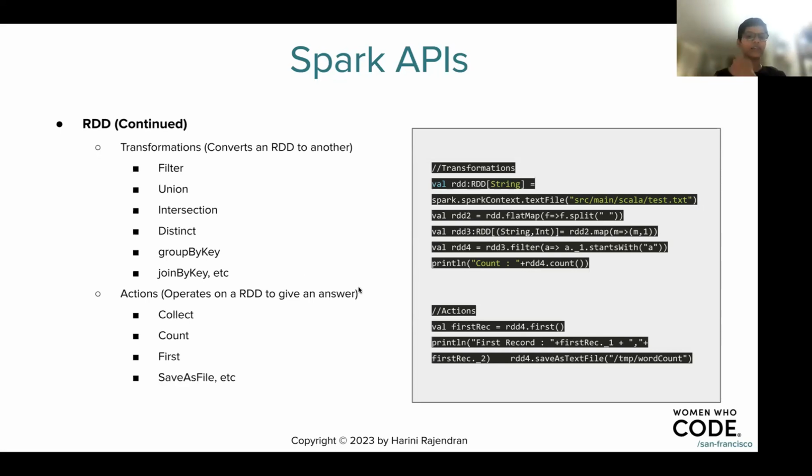So that is the one that gives an answer. The transformations are the ones where you give it an RDD, you do something, and it gives another RDD as an end result, which is usually stored in memory. So you create an RDD, do a bunch of transformations, chained one after the other, and then apply some action on the final RDD and return the answer back to the user. So this is how you can write code using RDDs.